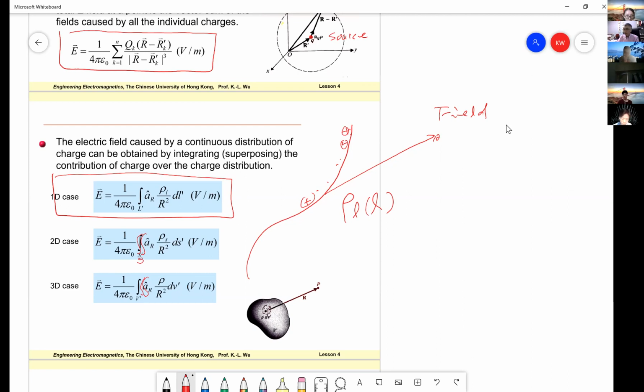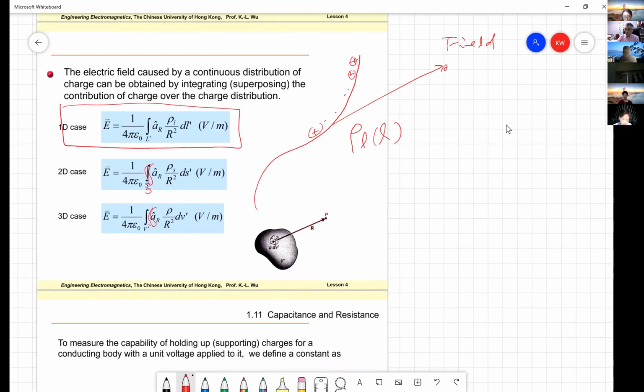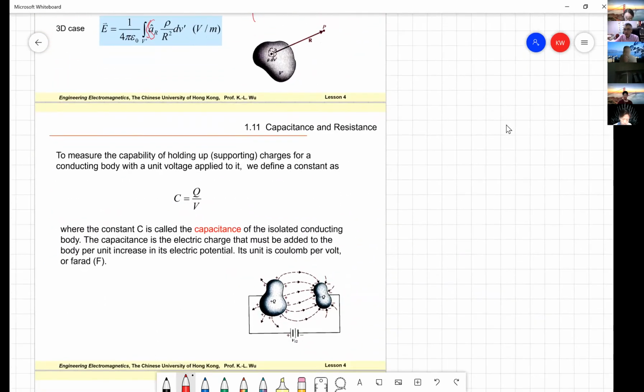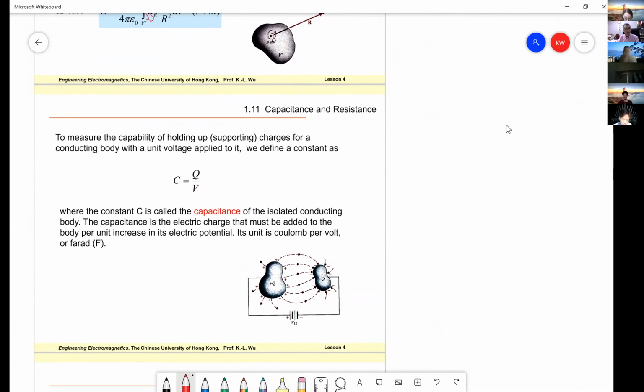Then this is the basic property of static electrical field. So once we have defined the electrical field, then we can define a very basic quantity we call capacitance.